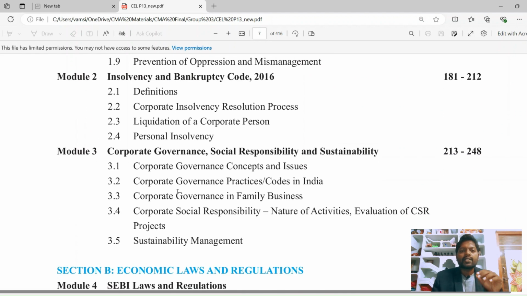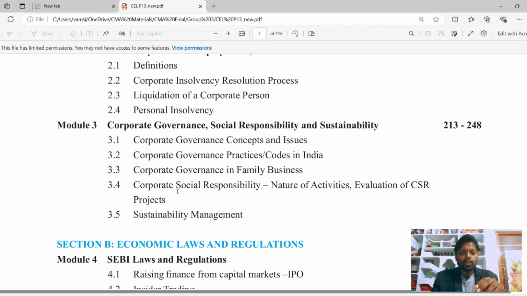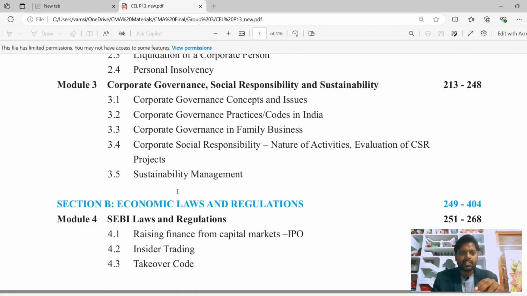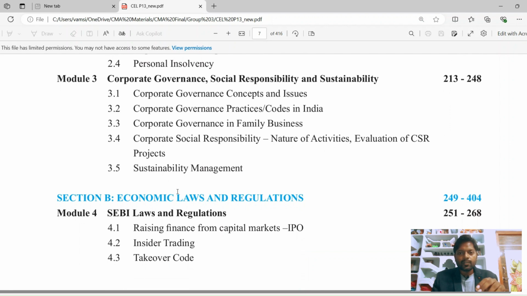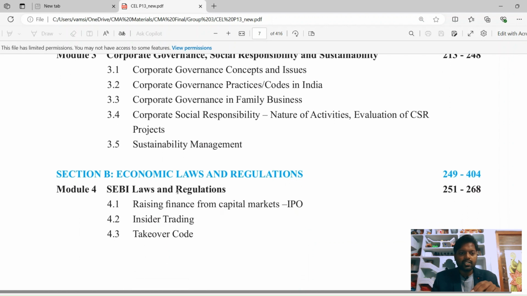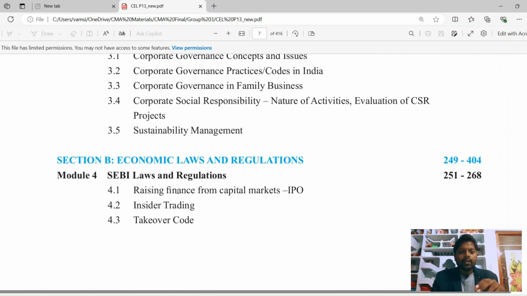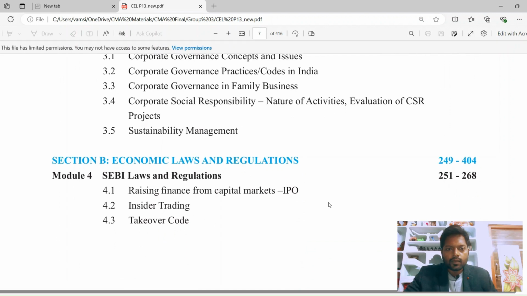Module 2, Insolvency and Bankruptcy Code 2016: 2.1 Definitions, 2.2 Corporate Insolvency Resolution Process, 2.3 Liquidation of Corporate Person, 2.4 Personal Insolvency. Module 3, Corporate Governance, Social Responsibility and Sustainability: 3.1 Corporate Governance Concepts and Issues, 3.2 Corporate Governance Practices or Codes in India, 3.3 Corporate Governance in Family Business, 3.4 Corporate Social Responsibility, Nature of Activities, Evolution of CSR Projects, 3.5 Sustainability Management. And section B, economic laws and regulations.